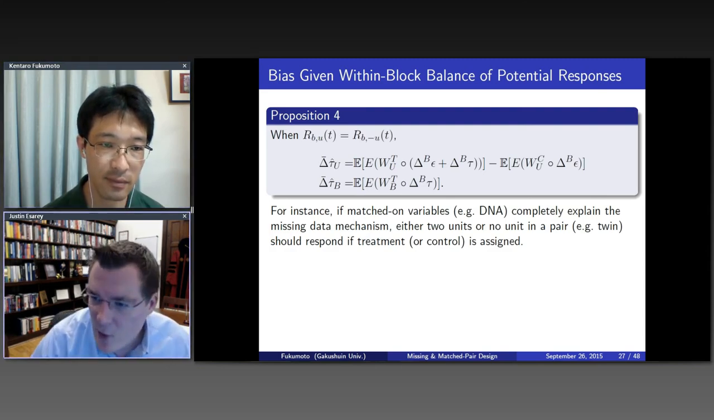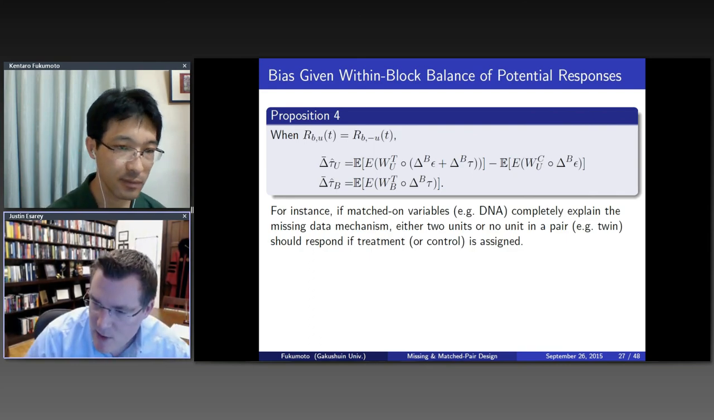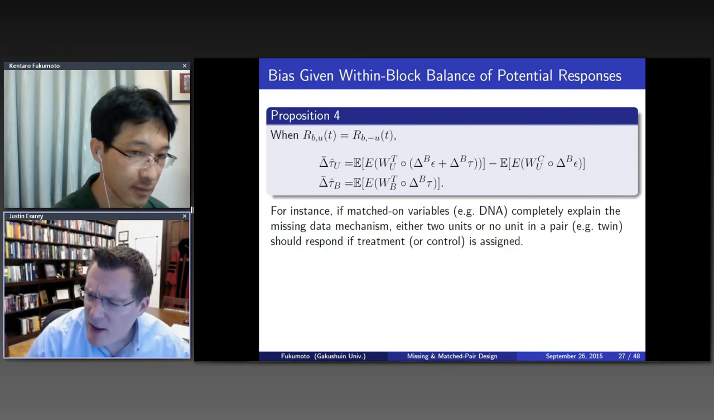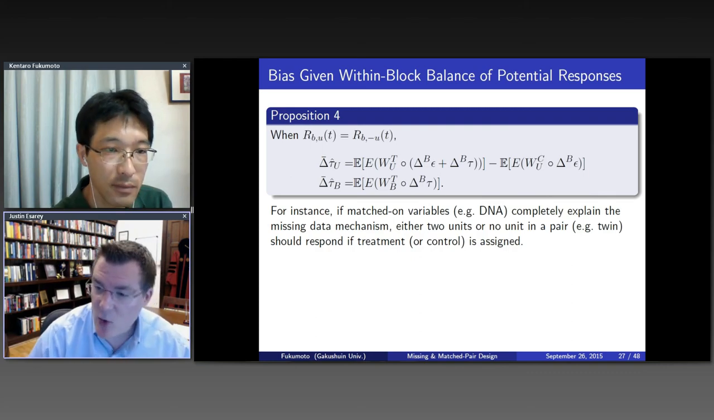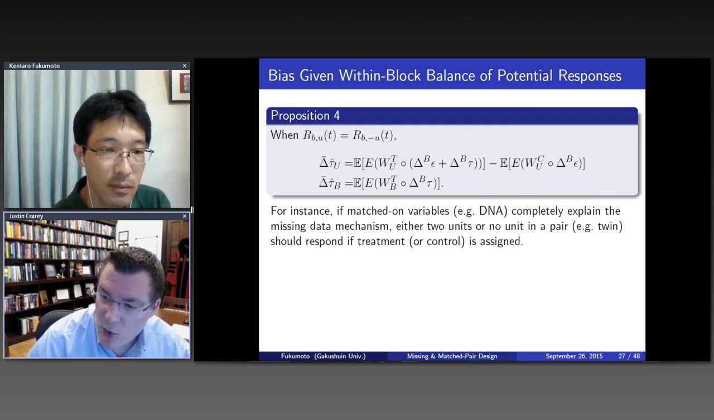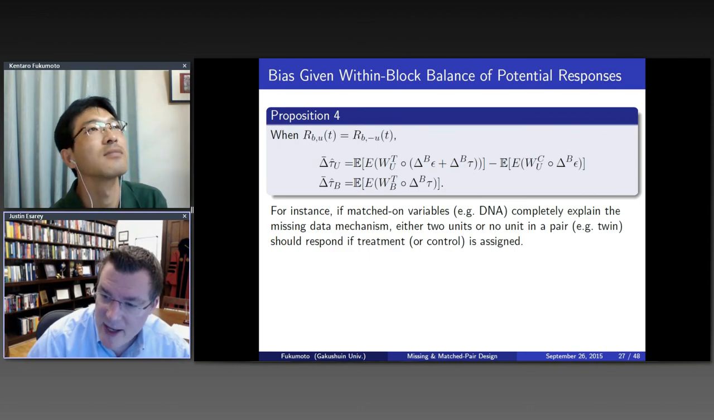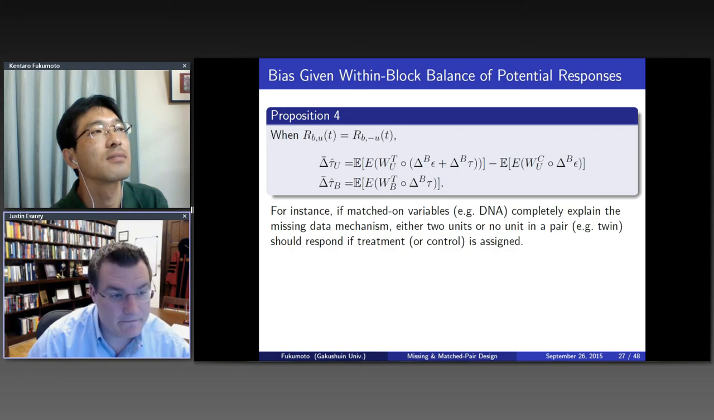So we have a question. I'm going to read this off here. There are two questions, actually. The first question is, is there any way to evaluate the quality of matching covariates in order to make a decision about whether to use matching with blockwise deletion or other approaches?